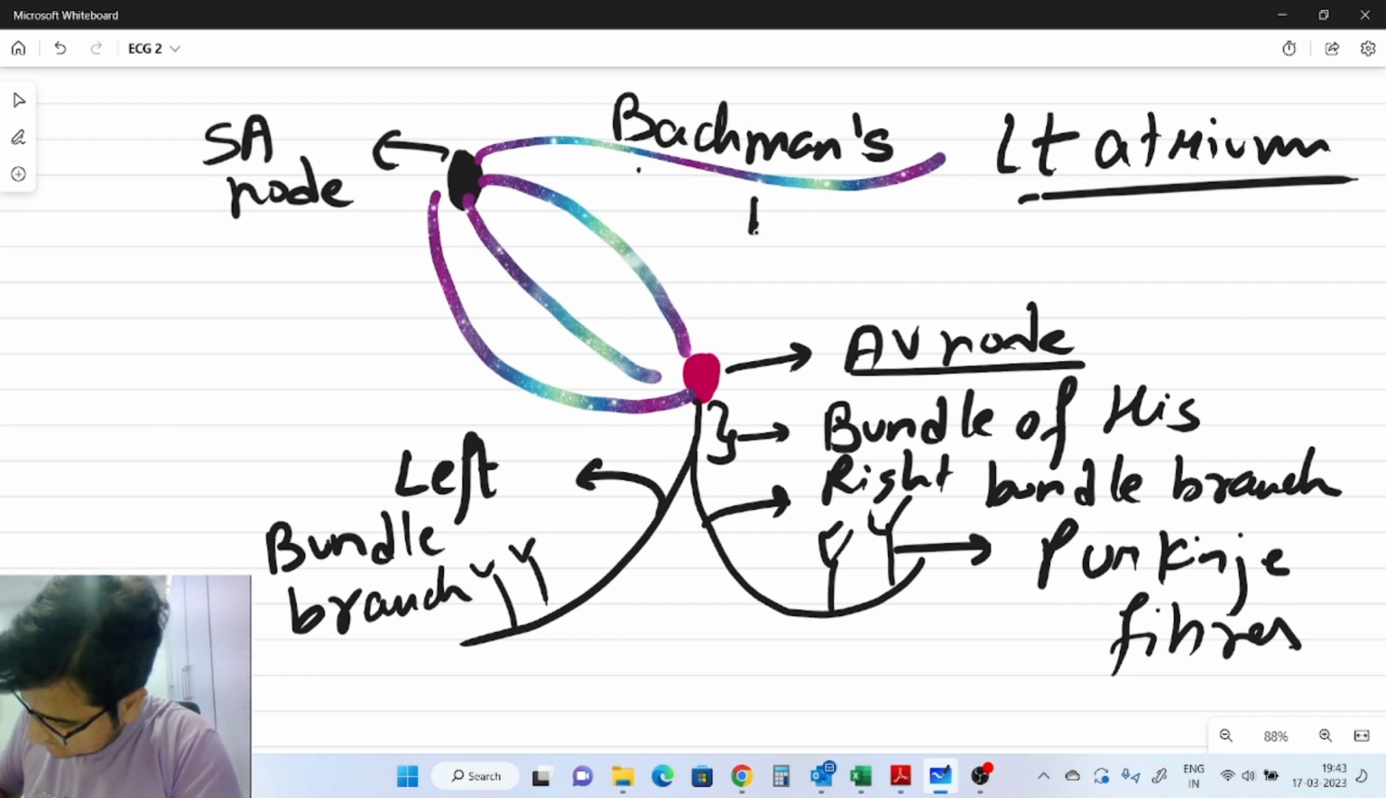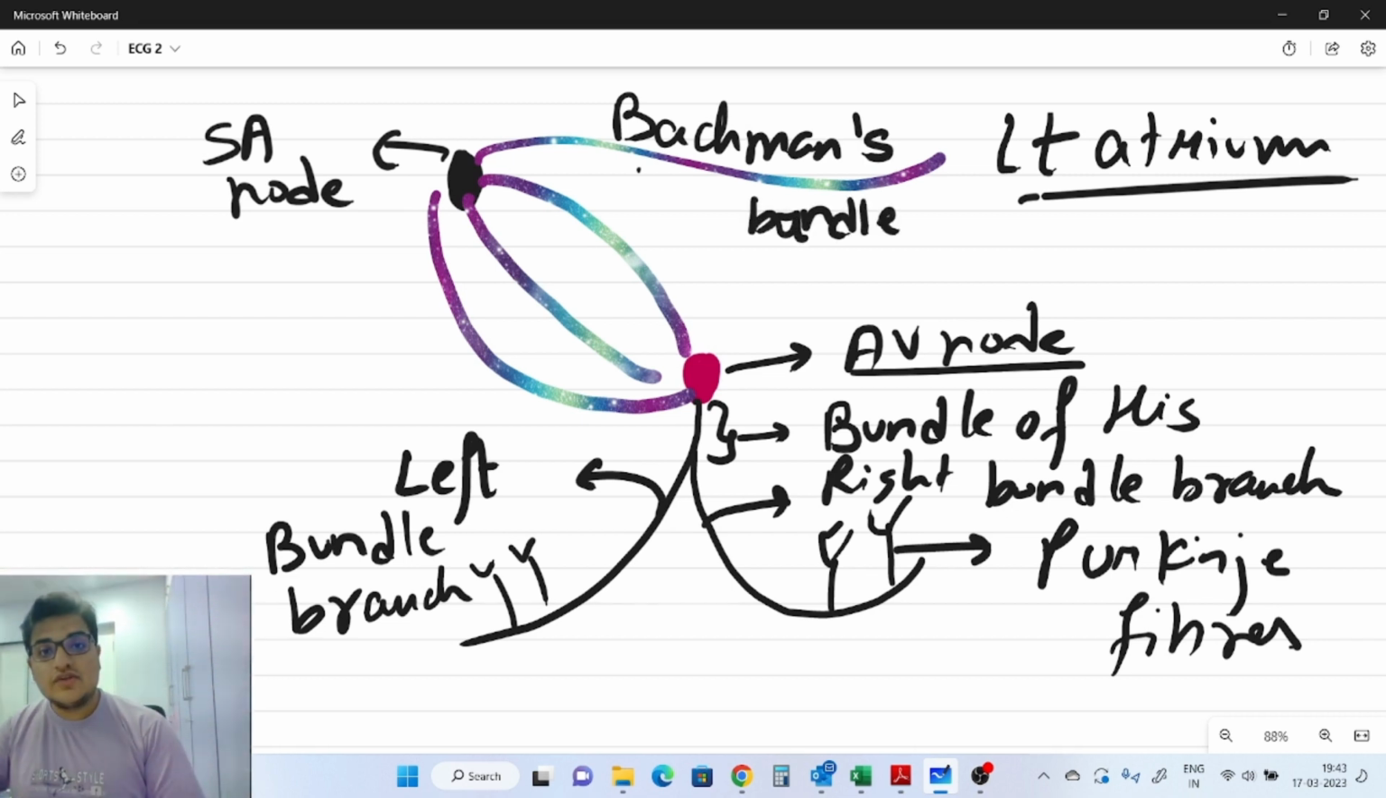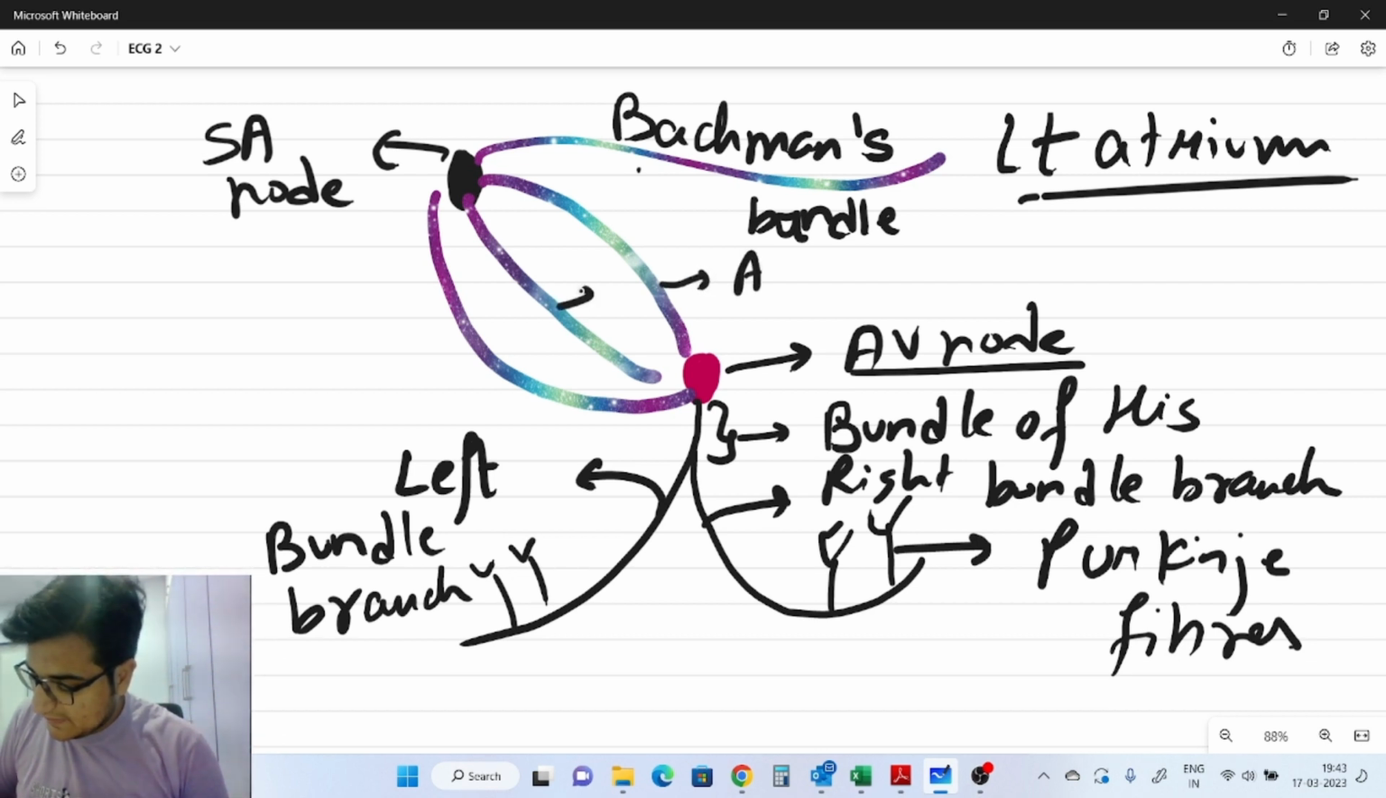Okay. So this is the Bachmann's bundle, which will be conducting the impulses directly from the SA node to the left atrium, the musculature of the left atrium. Okay, from SA node to AV node, we have three tracts, which come into play. So this is the anterior tract, this is the middle tract, and this is the posterior tract.